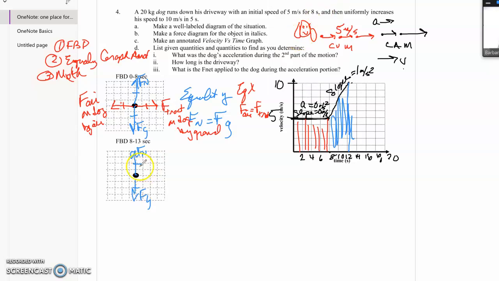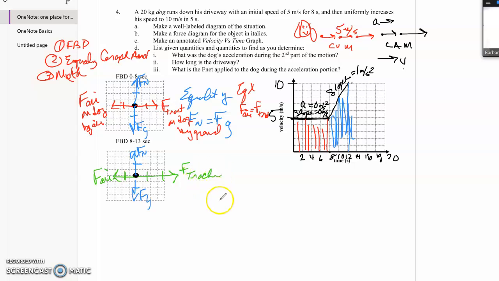But if I go to this next place, they aren't equal because it's speeding up. So let's just assume that maybe the air stays the same, but the dog is pushing more because it's accelerating. So I'm going to say that the traction is more. The dog pushes more on the ground, and the ground pushes more on the dog.